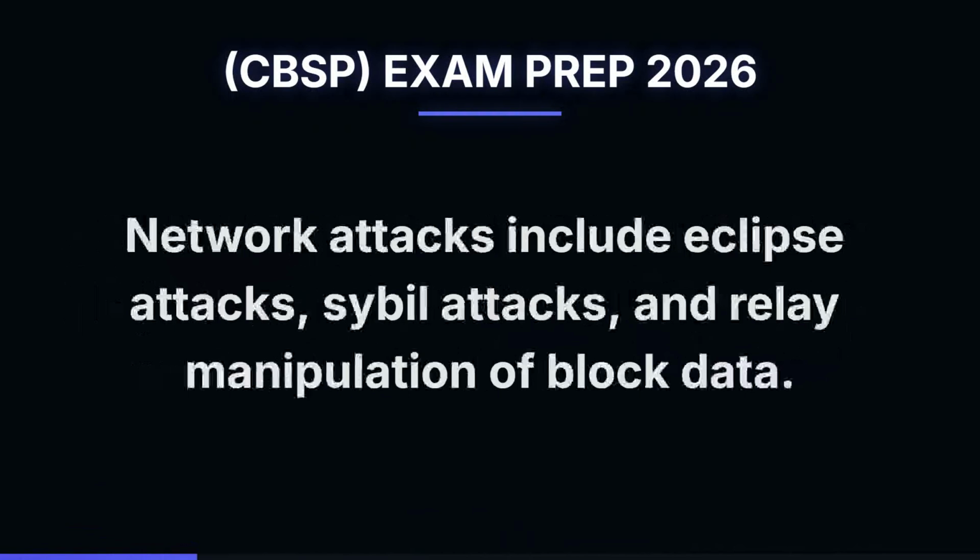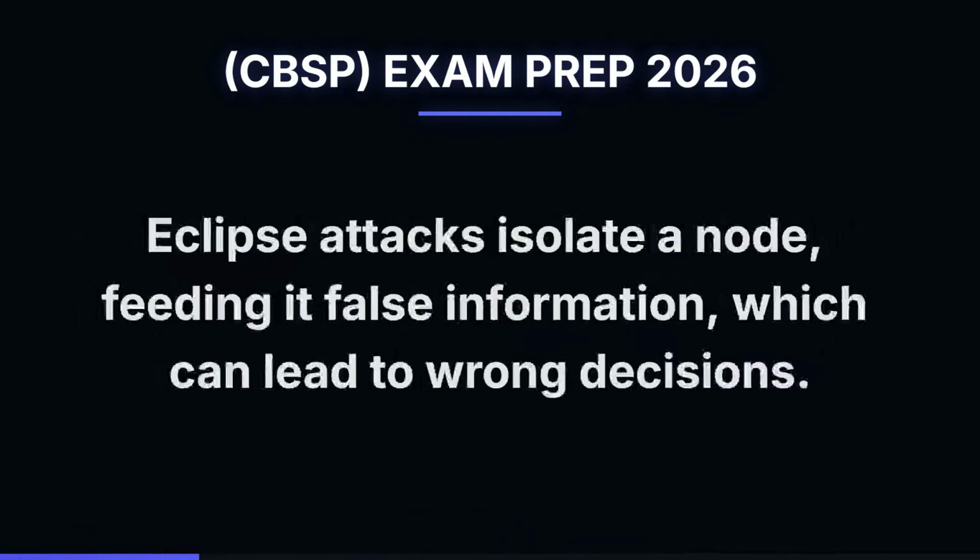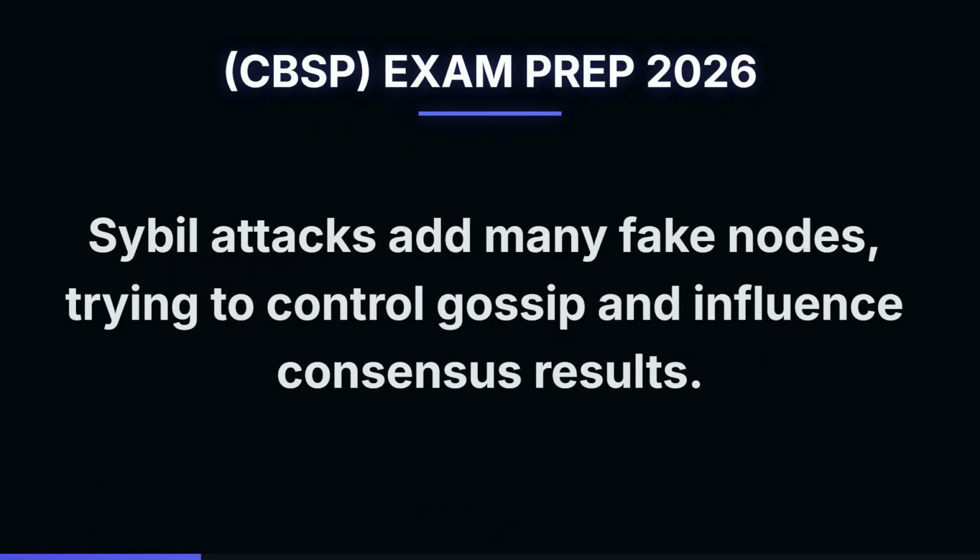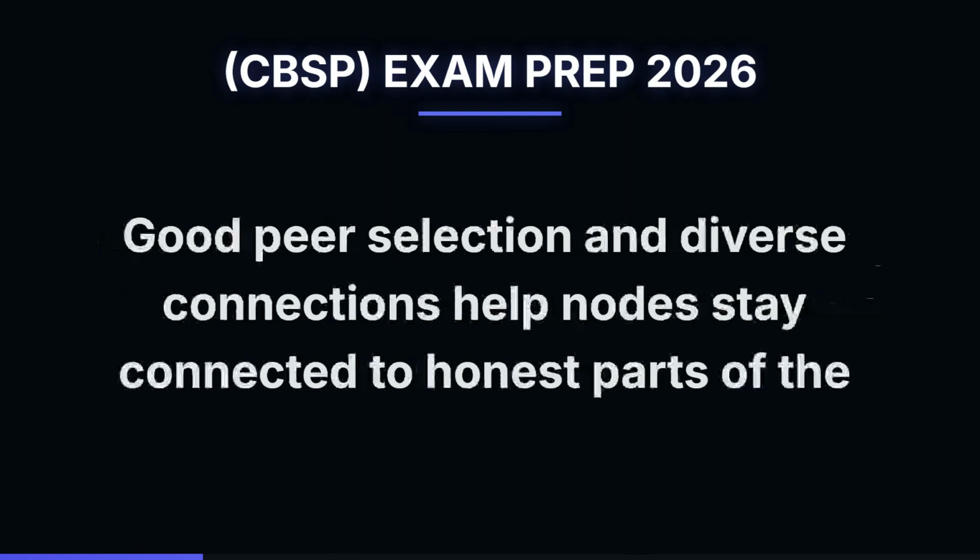Network attacks include eclipse attacks, Sybil attacks, and relay manipulation of block data. Eclipse attacks isolate a node, feeding it false information, which can lead to wrong decisions. Sybil attacks add many fake nodes, trying to control gossip and influence consensus results. Good peer selection and diverse connections help nodes stay connected to honest parts of the network.